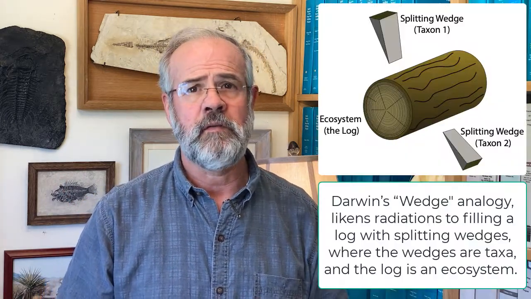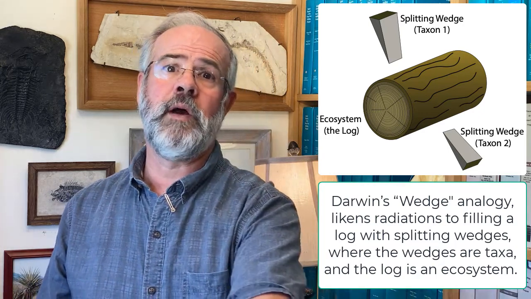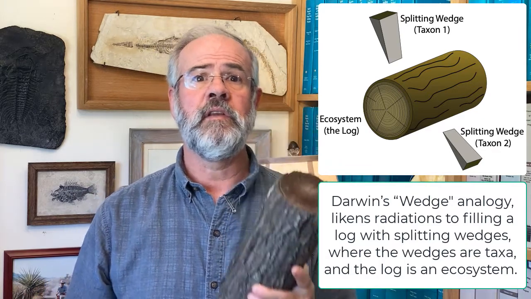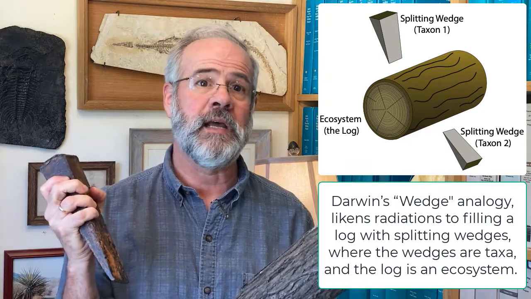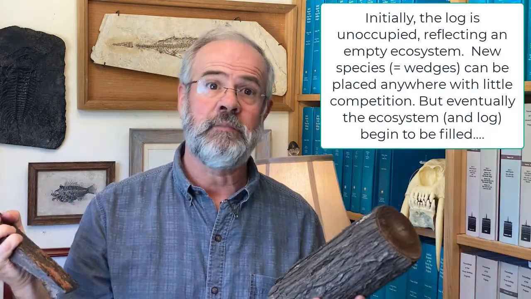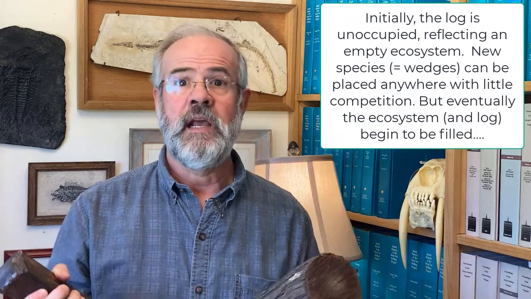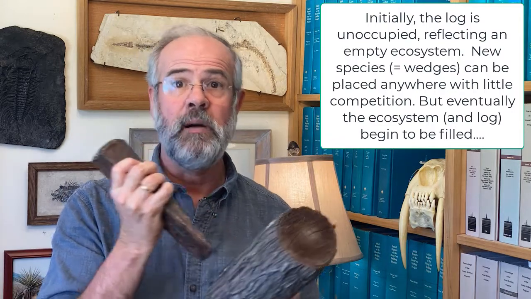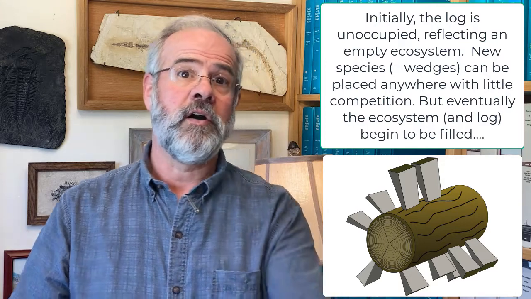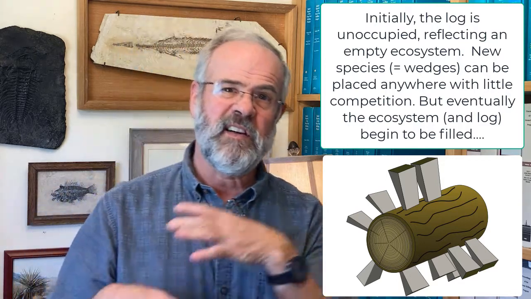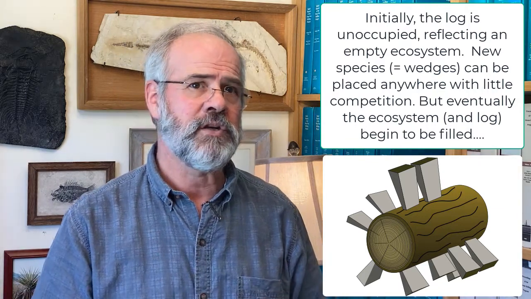Darwin, in The Origin of Species, suggested that ecosystem evolution can be likened to a log stuffed with splitting wedges. In his analogy, the log is an ecosystem, and each splitting wedge represents an organism occupying a specific habitat in that ecosystem. Initially, new species find an unoccupied ecosystem. Each taxon can be established anywhere. In the log analogy, you can put the splitting wedge almost anywhere, since there are already few there. Later, new species find it harder to do novel things in the environment because there are so many competitors already present. In Darwin's analogy, the log is getting filled with wedges.